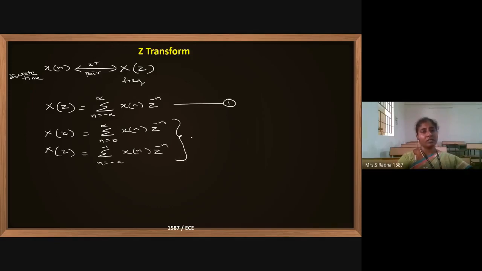These two are summation limits, only half of the equation 1. This is bilateral or two-sided Z transform. This is unilateral or one-sided Z transform.